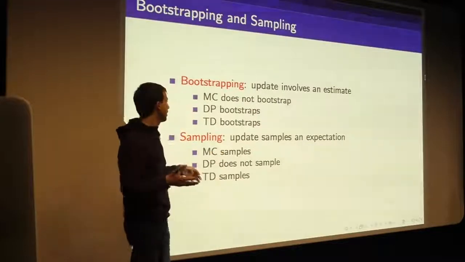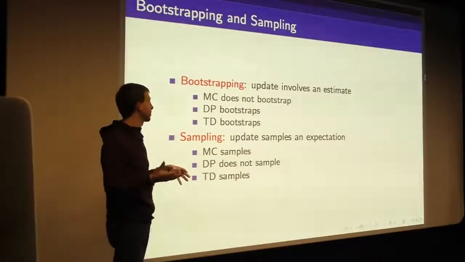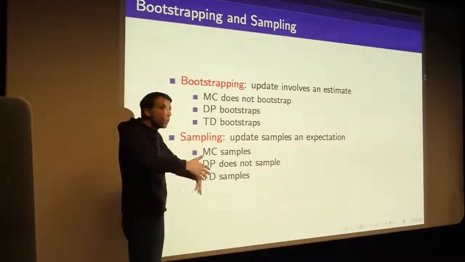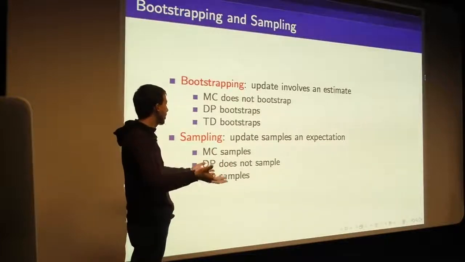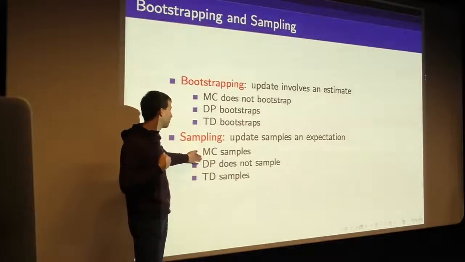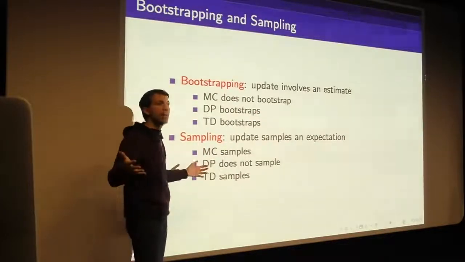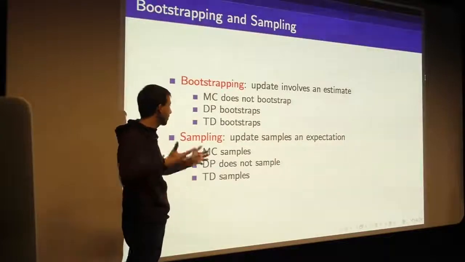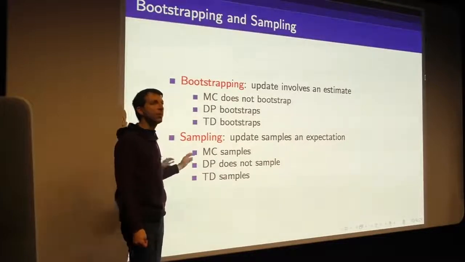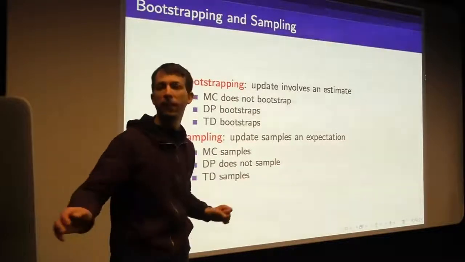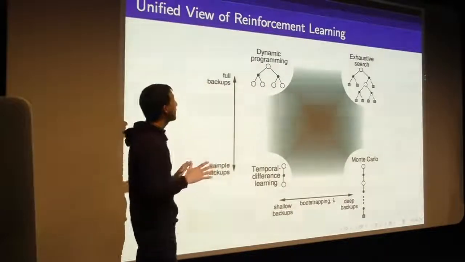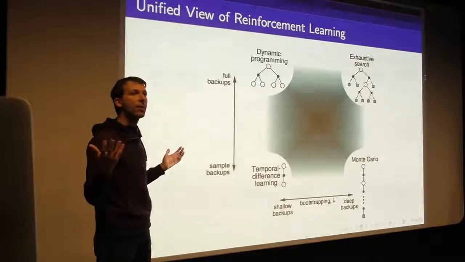The other dimension is whether we sample or take full width backups. Monte Carlo samples the environment. We don't need to do a full width exhaustive search over all the things the environment might do. We sample the MDP dynamics. We sample our own policy. Whereas dynamic programming does full width updates. It considers every possibility exhaustively and backs them up exhaustively. TD samples as well. Okay, are these two dimensions clear? Good.